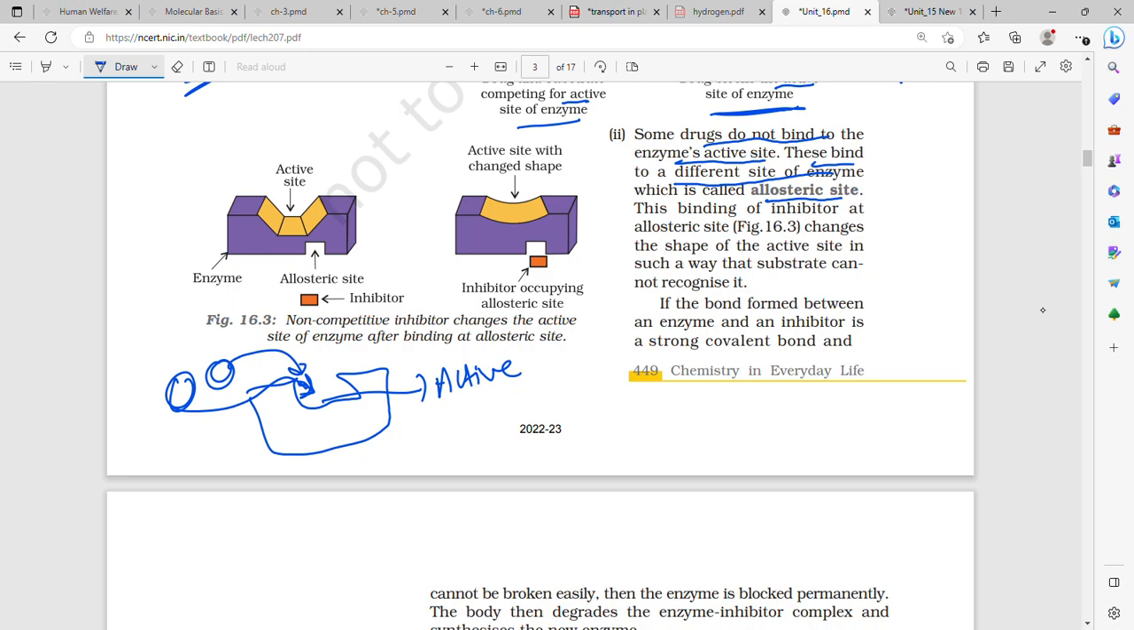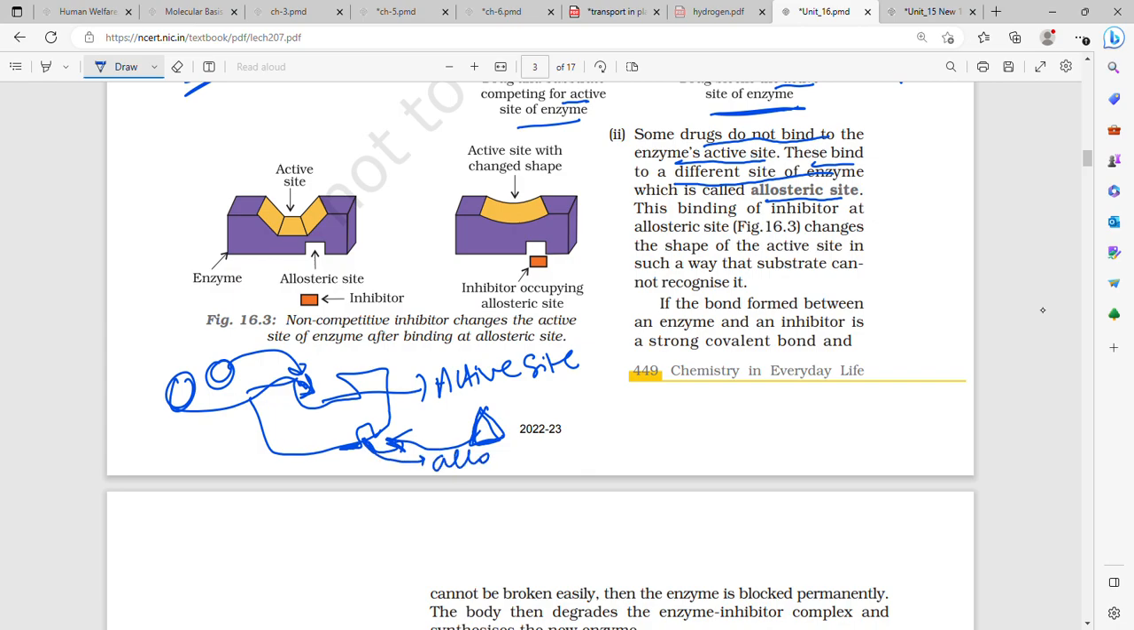in non-competitive inhibition, the drug inhibitor that came said, why should I work so hard to compete with the substrate? So there is an allosteric site. This is the allosteric site, which is a different site other than the active site on an enzyme. So they do not bind to the active site. This inhibitor that came said that I will not compete and bind with the active site. I will rather go and bind with the allosteric site.